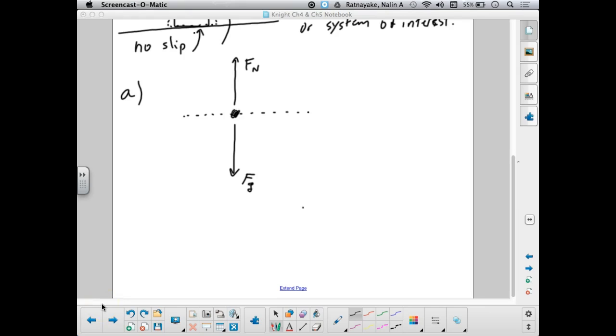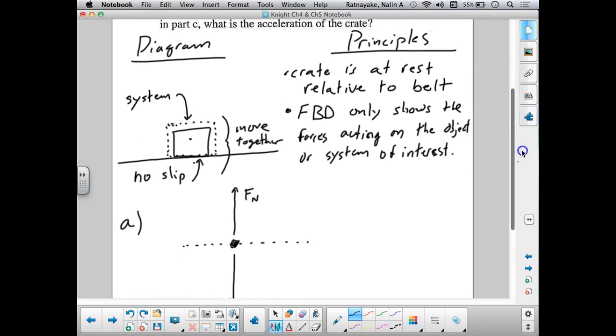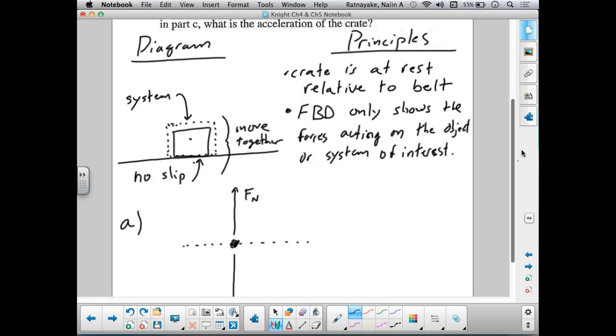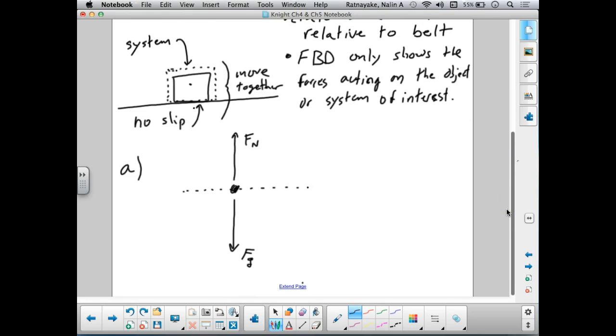And now here's where it gets a little bit tricky and we have to do some thinking about it. So I need to go back to my principles. The crate is at rest relative to the belt, and the free body diagram only shows the forces acting on the object or system of interest. It would be really, really tempting, and I'm drawing this in red because it's wrong, to say there's a frictional force over here, or force of the conveyor belt or something like that to pull us this way, and then friction is balancing us out on the other side, and we end up with a net force of zero. But that actually cannot happen, and the reason why is, how is the conveyor belt pulling the block?